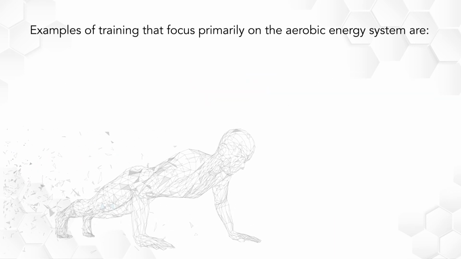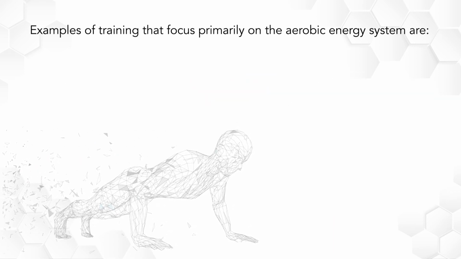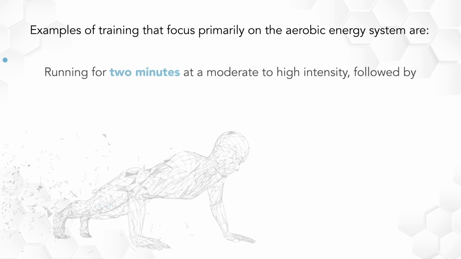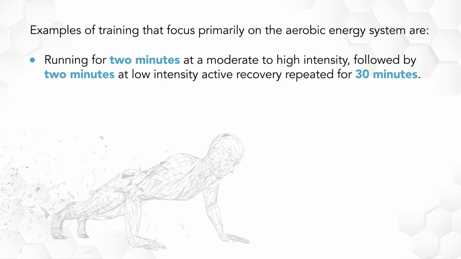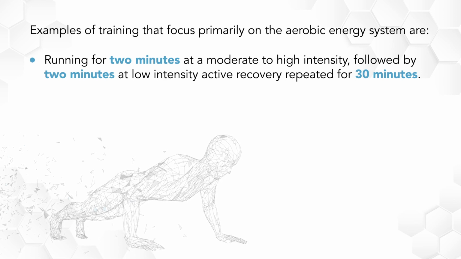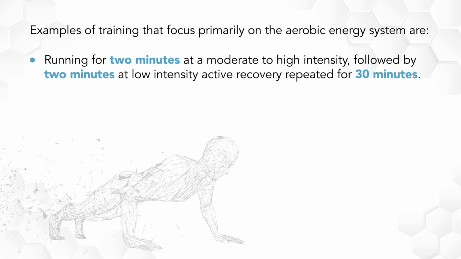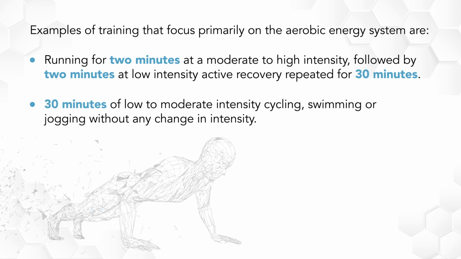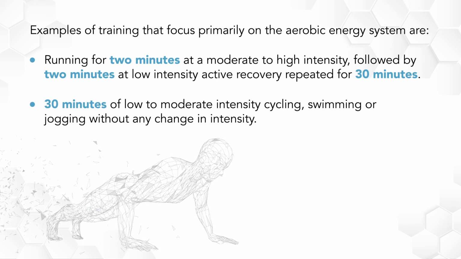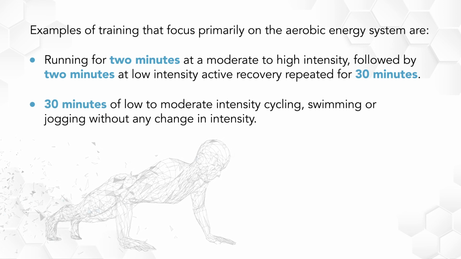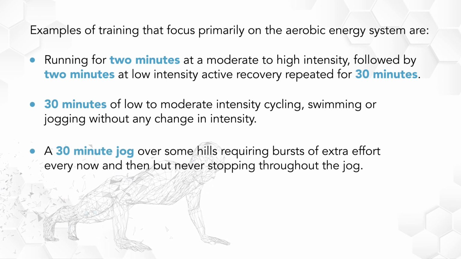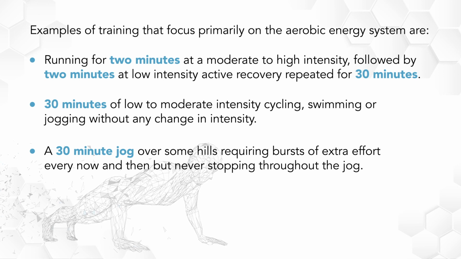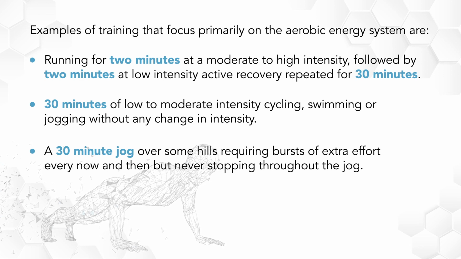Some examples of training that primarily focuses on training the aerobic energy system are running for 2 minutes at a moderate to high intensity, followed by 2 minutes at low intensity active recovery, repeated for 30 minutes. 30 minutes of low to moderate intensity cycling, swimming, or jogging without any change in intensity. A 30-minute jog over some hills, requiring bursts of extra effort every now and then, but never stopping throughout the jog.